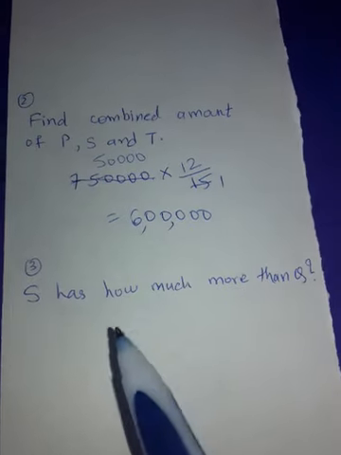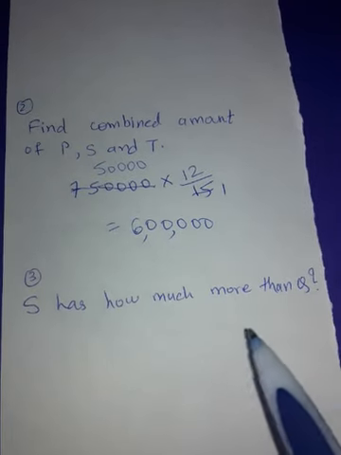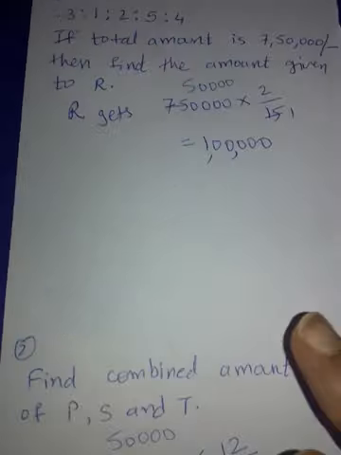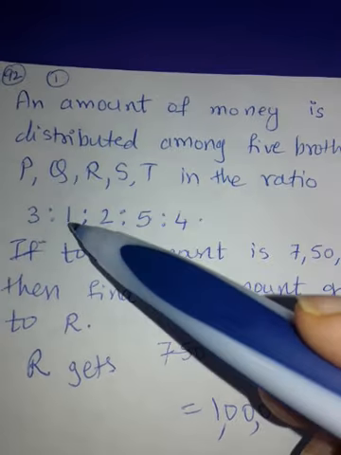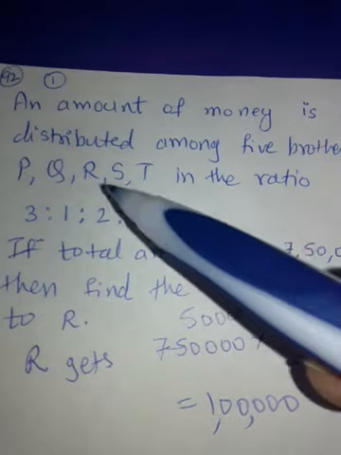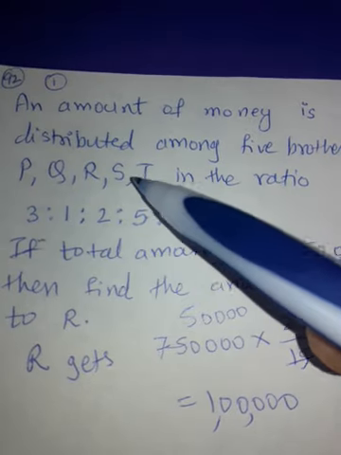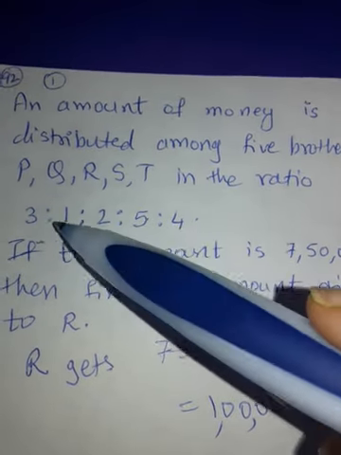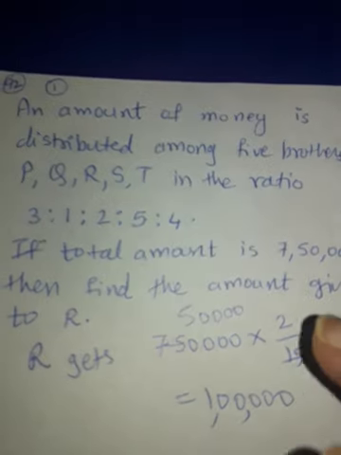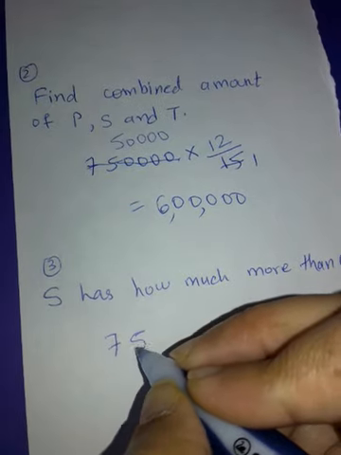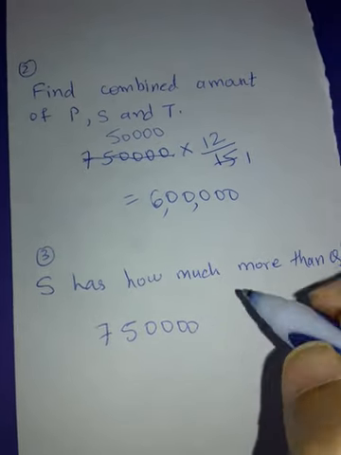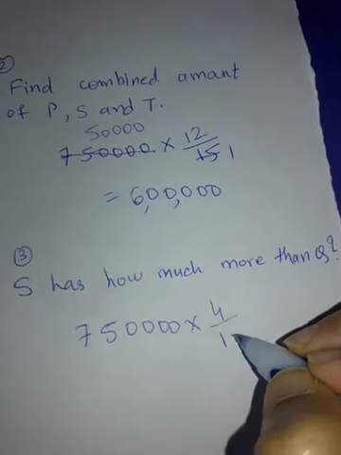Sometimes the question can be like this. S has how much more than Q? Now S is 5 and Q is 1. What is the difference between 5 and 1? So Q is going to get 1 part, S is going to get 5 parts. So difference is 4 parts out of 15. So the difference is going to be 7,50,000 into 4 upon 15. That is going to be the difference.